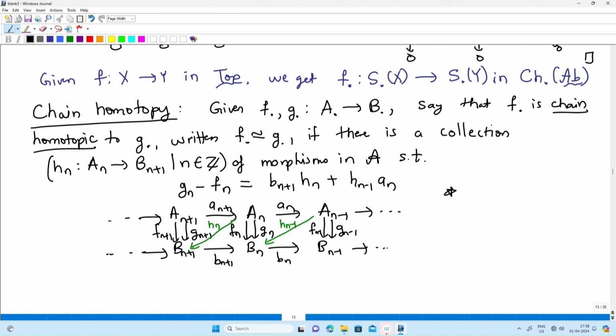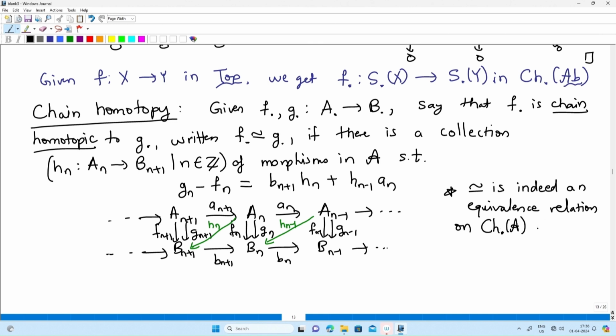Then this is symmetric because if H works for f dot to g dot, then minus H will work from g dot to f dot. And then it's also transitive. You will have to do a little work, taking some combination, but I'm just going to write that this is an equivalence relation on the category of chain complexes.